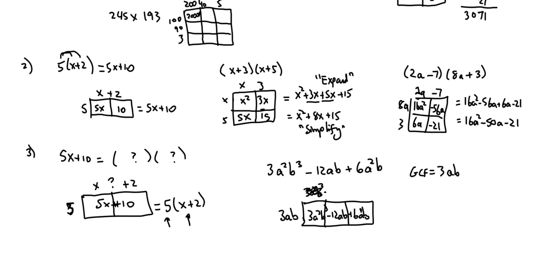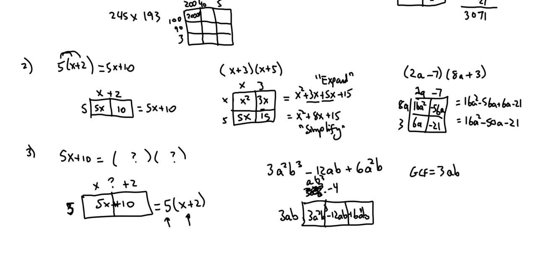So 3a squared b cubed divided by 3ab. Because we're trying to find out what does 3ab multiply by to get 3a squared b cubed. So I know that there's already a 3 there, so I need to multiply by 1 for the number part. The a would have to be multiplied by an a to get a squared, and the b has to be multiplied by a b squared to get b cubed. And then the negative 12ab, well, that's negative 4. And a is already there, and b is already there, so that's it.